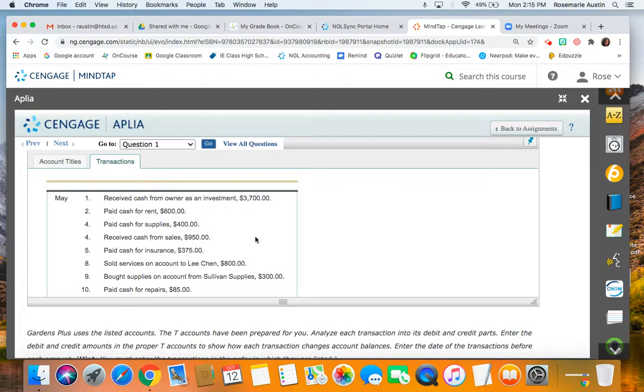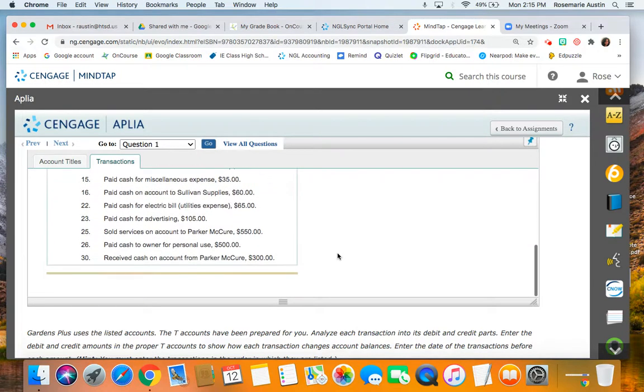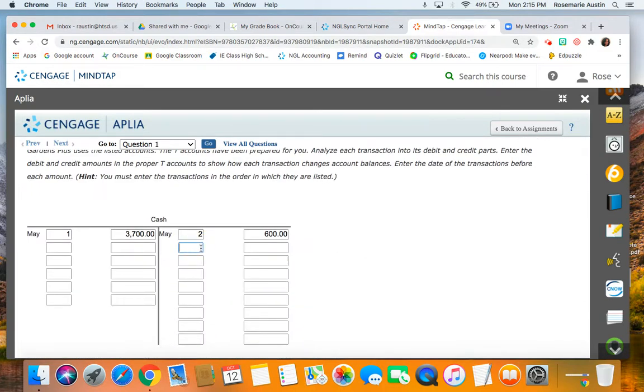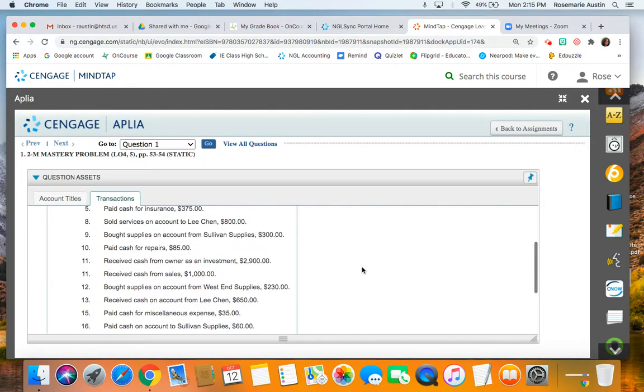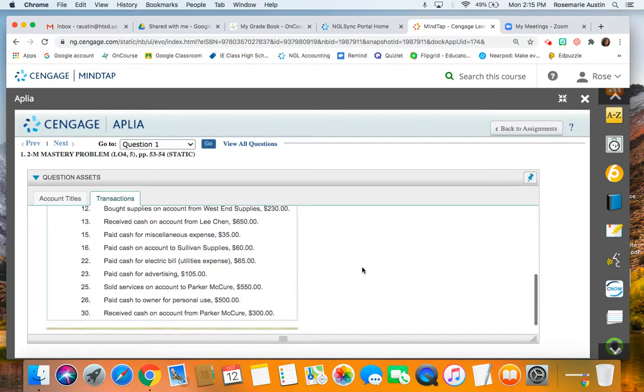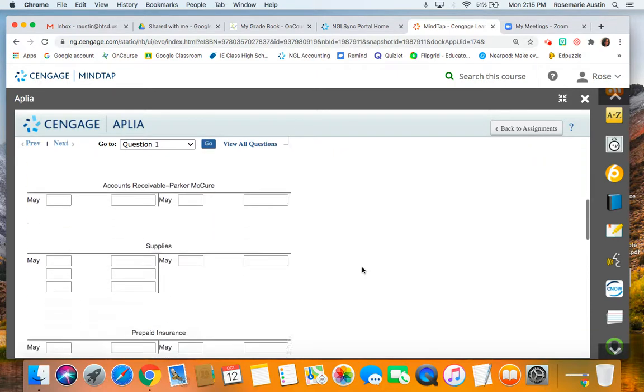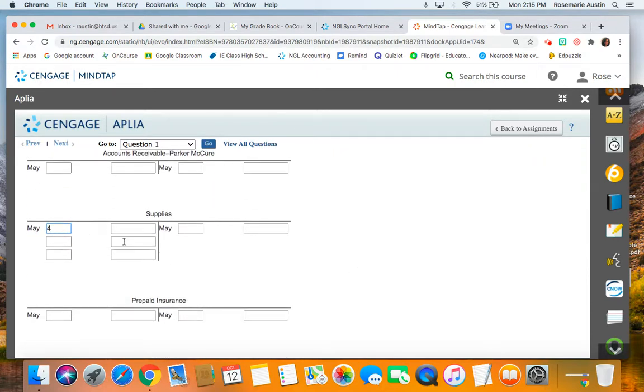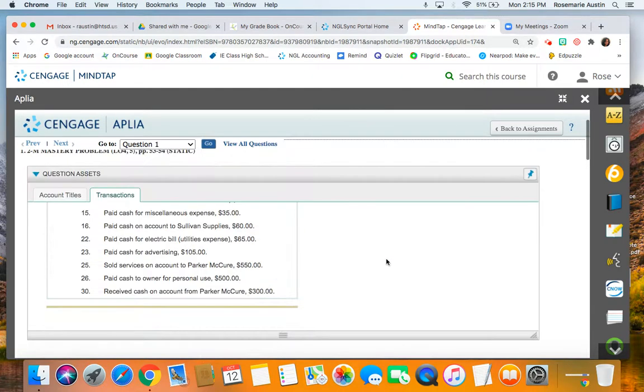All right, so the next one, May 4th, paid cash for supplies. Our two accounts there are cash and supplies. If you're paying out cash, that's going down with a credit entry. So May 4th, we have a credit of $400 in our cash account, and we bought supplies. Supplies is an asset that increases on the debit side. So supplies is going to be debited for $400. Let's find supplies. Here we go. May 4th, $400. Okay, perfect.